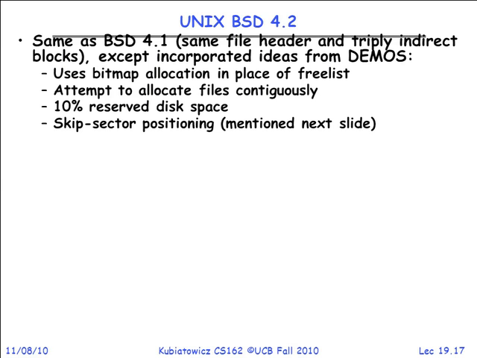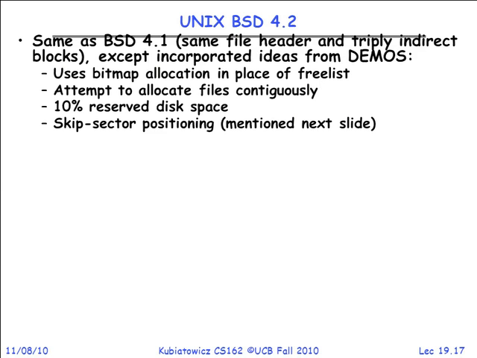Okay? So it uses a bitmap allocation instead of a free list, so it knows what blocks are next to each other. It tries to allocate files with contiguous space. It reserves 10% of the disk space. And it does skip sector positioning, which I'll tell you about in a second, all to try to get the performance up. Now, what's interesting about this file system is they didn't change anything about the structure of the inode. So the inode was identical. All they did was they put algorithms on top to try to get the blocks to be close to each other. That's all.